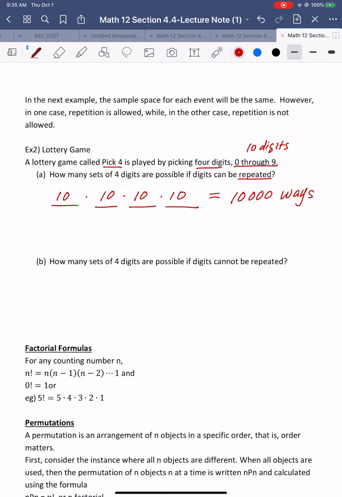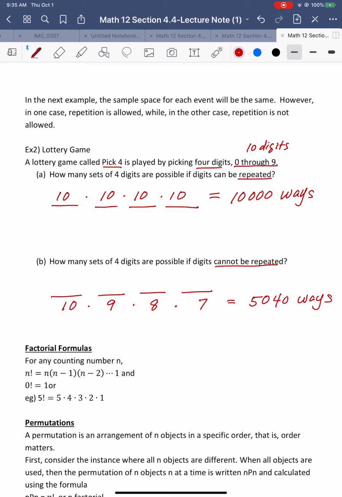And part B, how many sets of 4 digits are possible if the digits cannot be repeated, which means you cannot use the same number? There'll be 10 numbers for the first spot, and whatever number you choose for the first place, you cannot use for the second. So you have 9 numbers, then 8 digits, and 7 digits available. When you multiply them all together, you get 5,040 ways.